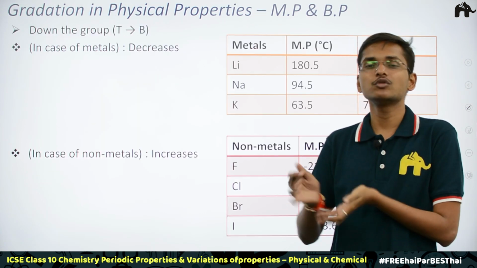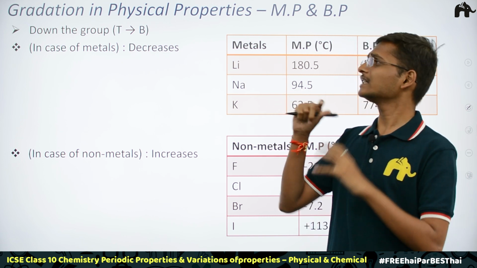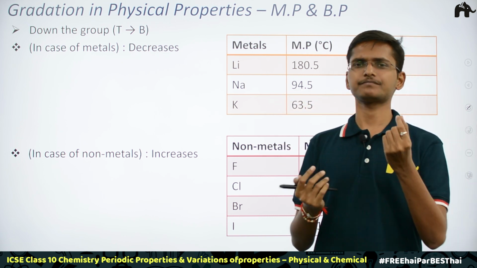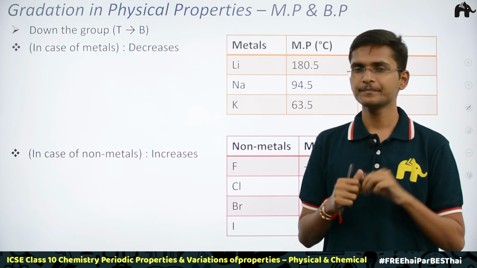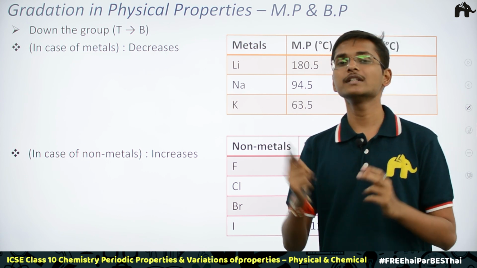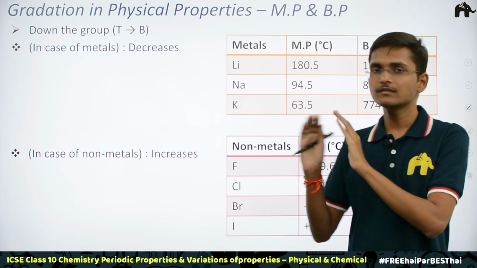Now moving ahead to the last topic of this video. After that, we are going to solve some questions. So let's see the gradation in the physical properties. Which physical properties are we going to see? Melting point and boiling point, these are the two, and one more is density. First, we are going to see the melting point and boiling point gradation simultaneously.